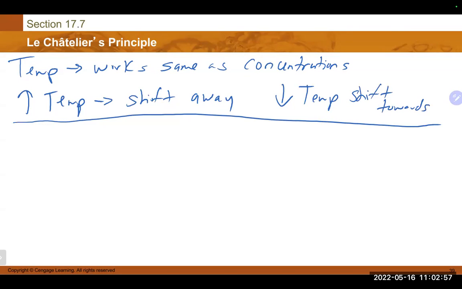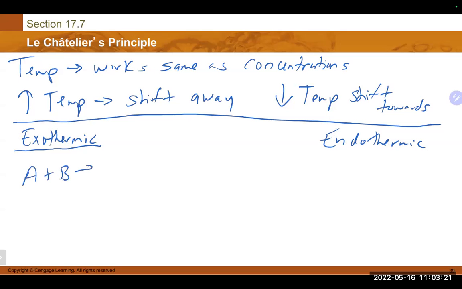So the question is, how do I know which side temperature is on? It has to do with what type of reaction you're dealing with. Is it an exothermic reaction or an endothermic reaction? Exothermic means heat and energy is released. What we consider, maybe not correct in all aspects, is that heat or temperature is a product, like it's being given off. That means if you increase the temperature of an exothermic reaction, it should shift to the left. If you decrease it, it should go to the right.